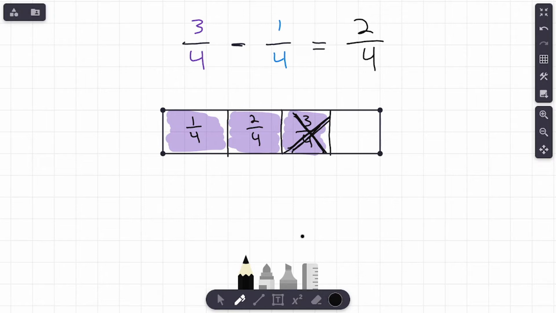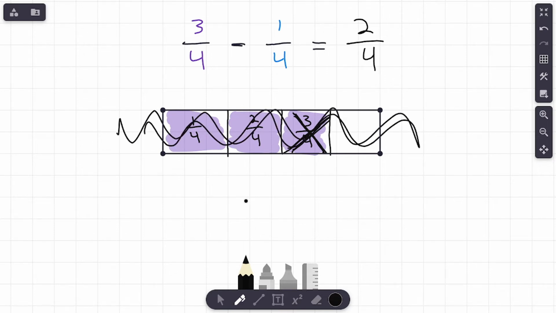Pause for a second. Take a look at what we just did up here. How did we get 2/4? Ignore our model for right now. Act like our model isn't there. How did we get 2/4 by just using this expression? Notice we subtracted 3 minus 1. We subtracted the numerators and we got 2.